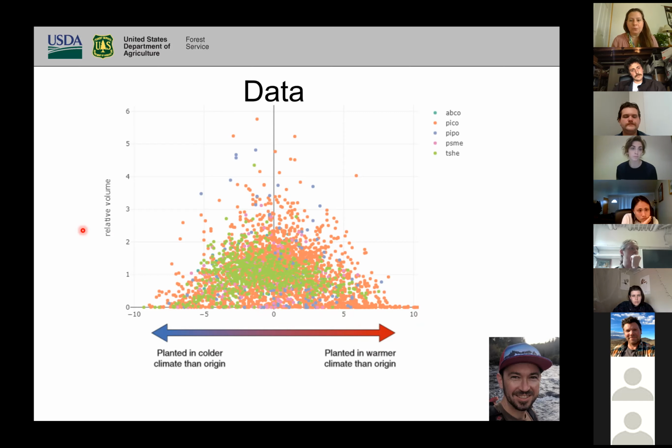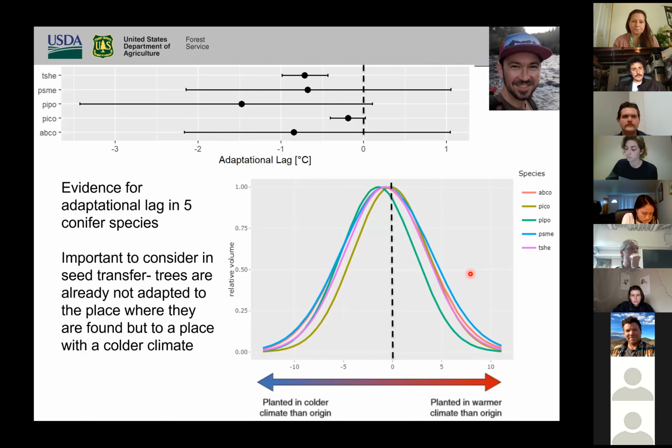And I think one of the really great things that Joe put together was the relative volume per hectare. And so that was looking at both growth and survival and how much tree volume there was on each hectare that was planted in these provenance tests. So this is the data we have, and here are the results. We see evidence for adaptational lag in all 5 of these conifer species.